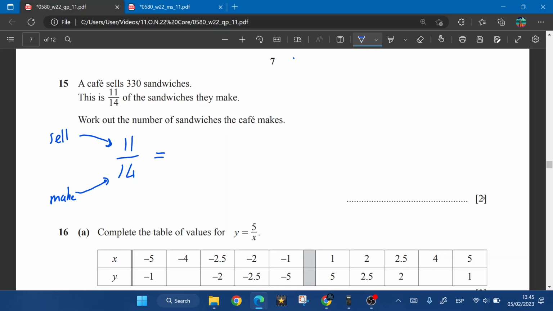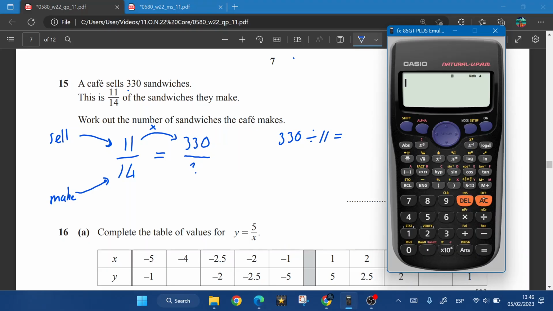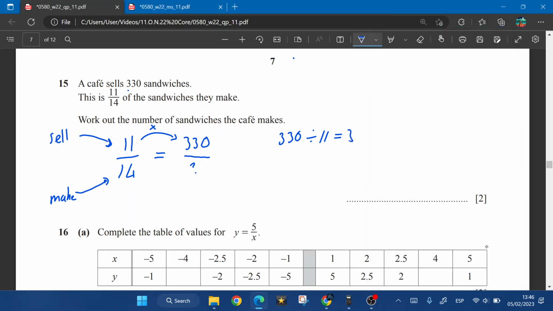Right. Now, if they don't just sell 11, they actually sell 330, which they need to sell more than 11 to make a business. Okay, what goes at the bottom? Now, this is like equivalent fractions. What do I multiply 11 by to get 330? Let's do that calculation backwards. So 330 divided by 11 is 30. So we need to multiply that by 30.